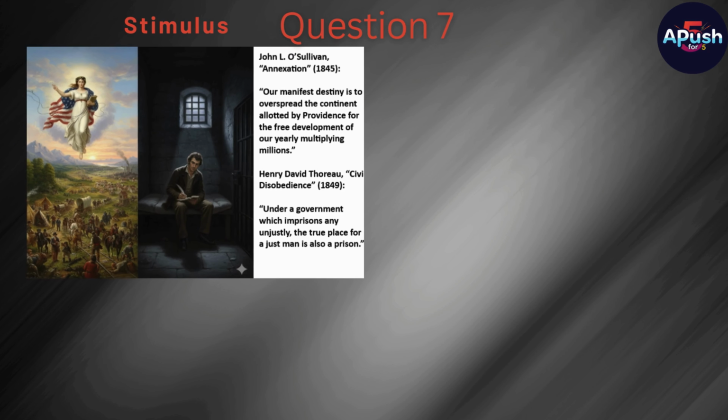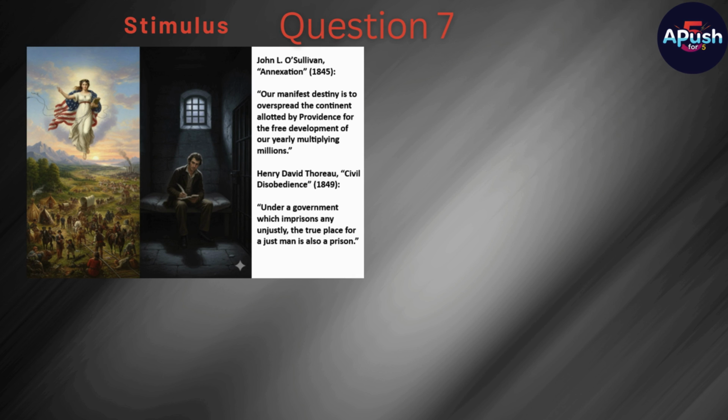Covering questions 7 through 9. John L. O'Sullivan, Annexation, 1845. Our manifest destiny is to overspread the continent allotted by Providence for the free development of our yearly multiplying millions. Henry David Thoreau, Civil Disobedience, 1849. Under a government which imprisons any unjustly, the true place for a just man is also a prison.